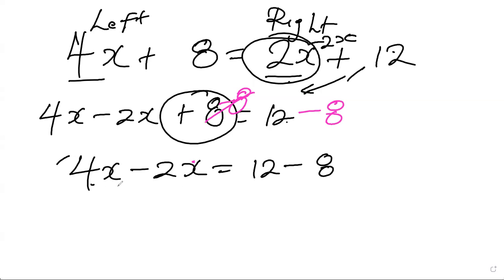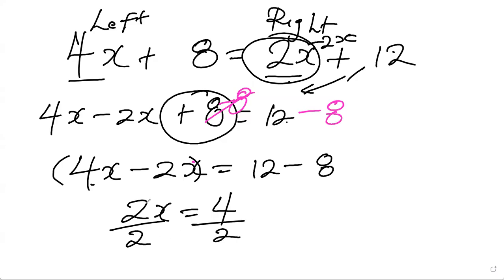Let's do the maths now because we have all the like terms. We have the x's by itself. 4 take away 2, that's 2. 12 minus 8, that's 4. So all we have to do now, 2 times what gives you 4? So we divide by 2. So x is equal to 2.